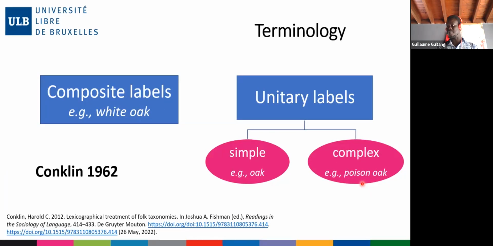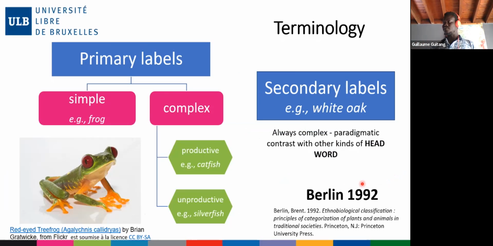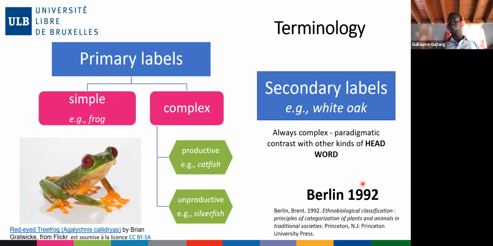Now, the other terminology that you find in the literature is Berlin's, which comes with other flavors. He distinguishes between primary labels and secondary labels. Primary labels can be simple, like frog, unsegmentable. Then you have the complex ones, which can be productive, like catfish. A catfish is a kind of fish. And then you have the unproductive ones, like silverfish. Silverfish is not a kind of fish. It is not a silver. It is an insect. And then you have the secondary labels, like white oak, which are always complex, and they always involve paradigmatic contrast with other kinds of the head word.